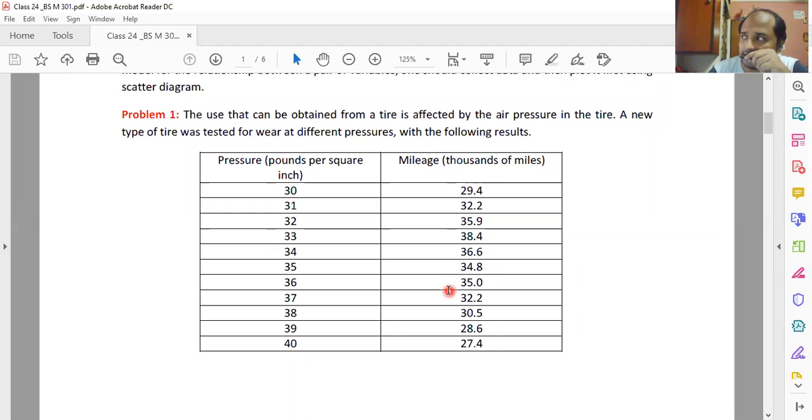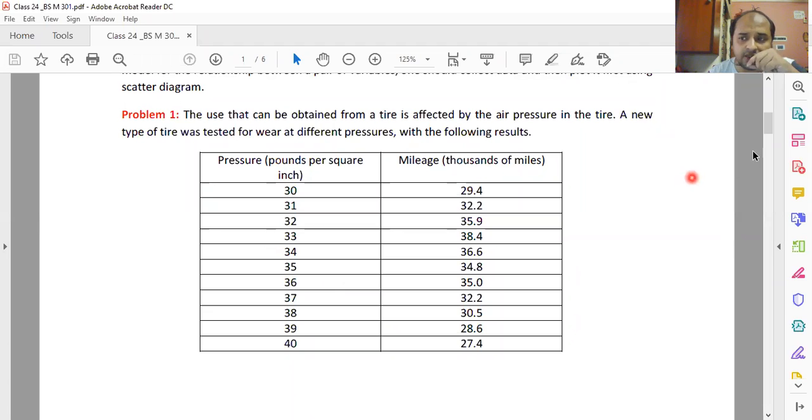But you know, in the study of correlation, units do not actually count. We are only interested in the values. But the important part in this particular problem is that the values are given. It's a bivariate distribution. Two different values are given. One represents pressure and another represents mileage.